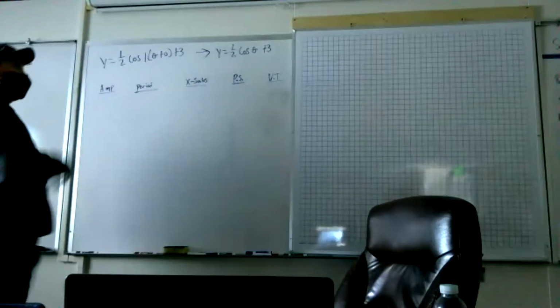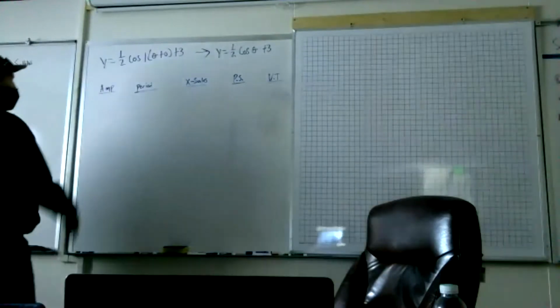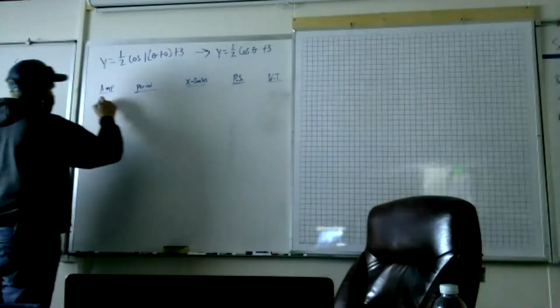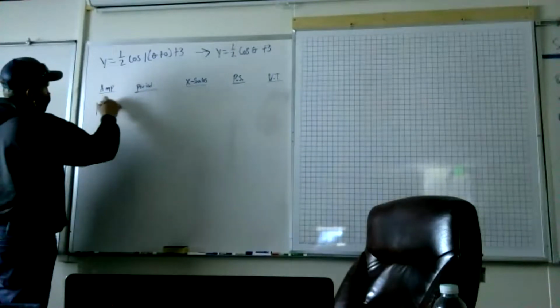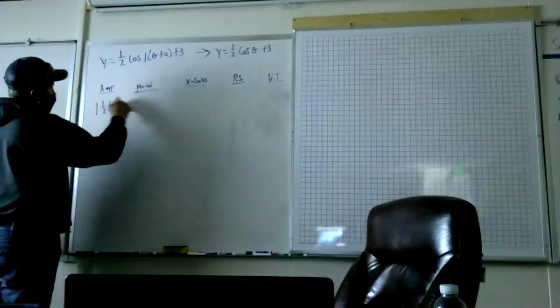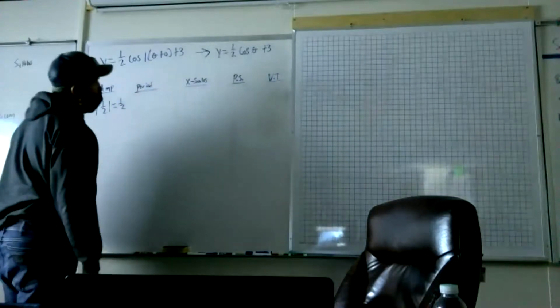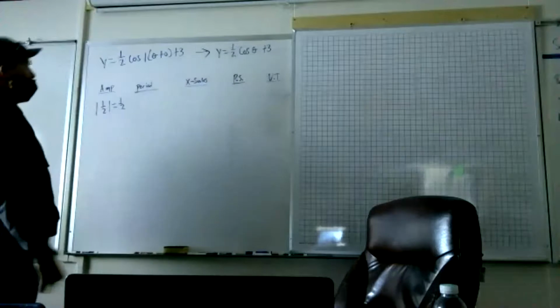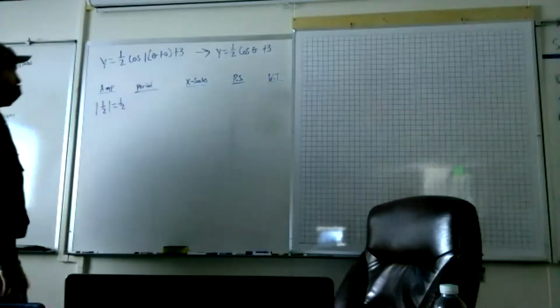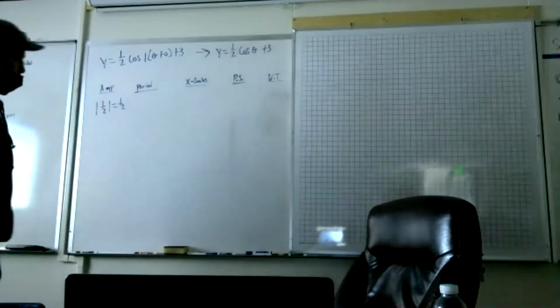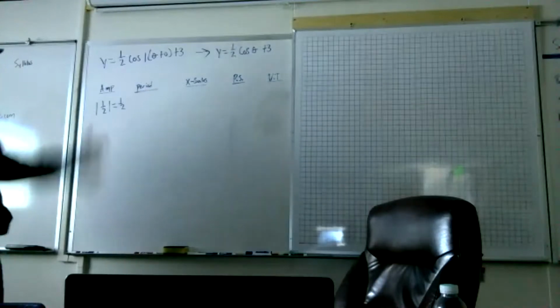Okay, and then I treat it the same exact way. The amplitude comes from the absolute value of A. So our value for A is 1/2, so the amplitude is 1/2. The period, I'm going to do this one in radians, just so you guys get more familiar with the process. We could do it in degrees, it's the same thing.